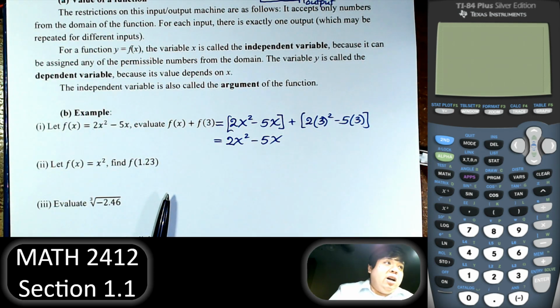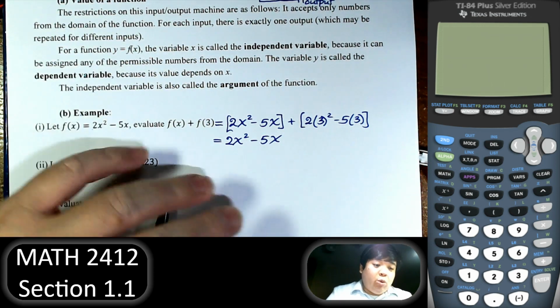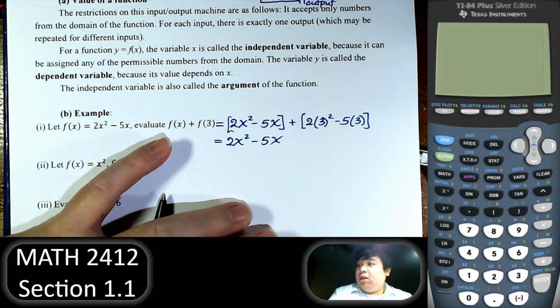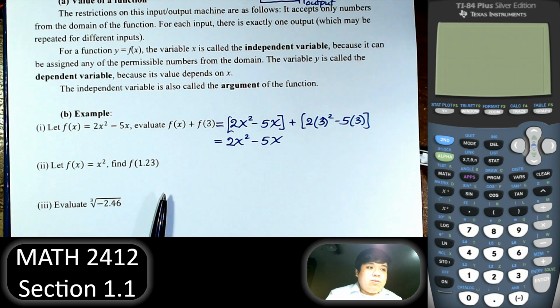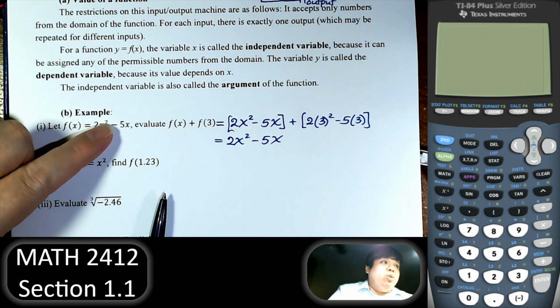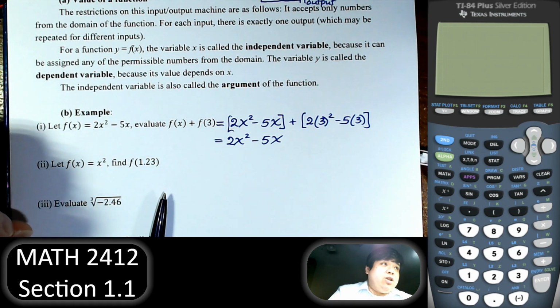Right. Another way to evaluate a function, which I would recommend if you have a calculator like this. First we store 3 into x, and then we enter 2x squared minus 5x. It is better to type the function, and when we have the value, that is 3.